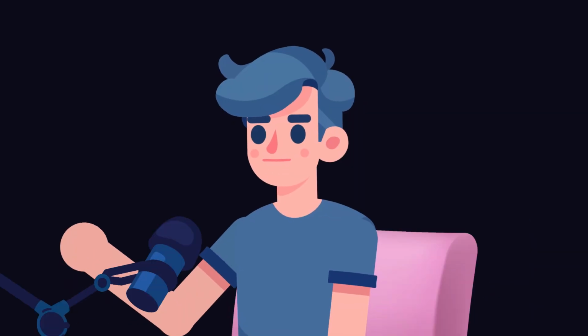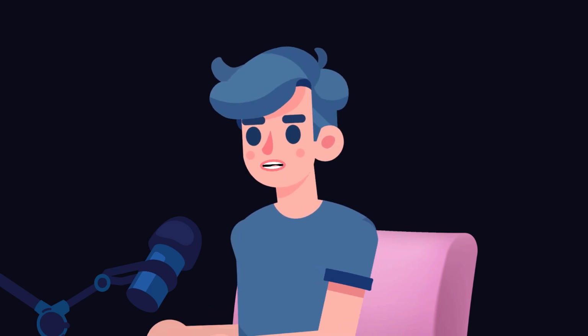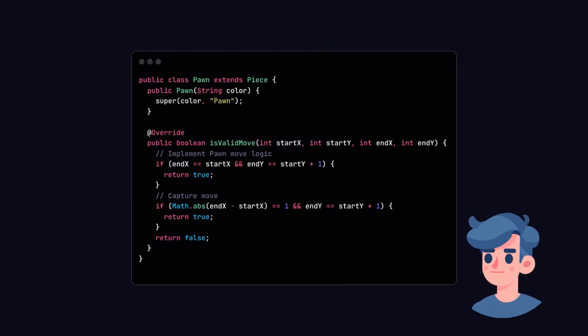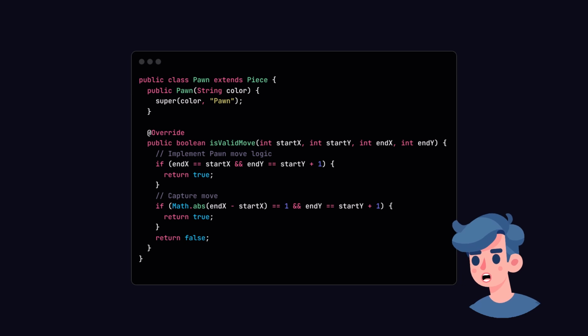In this class, we define properties such as color and name for each piece, and an abstract method isValidMove that each piece will implement differently based on its movement rules. Now, let's create a class for each type of chess piece. Let's start with the pawn. I'll implement the rules for a pawn's moves. A pawn can only move forward one square but captures diagonally.